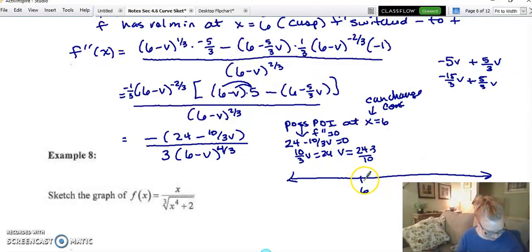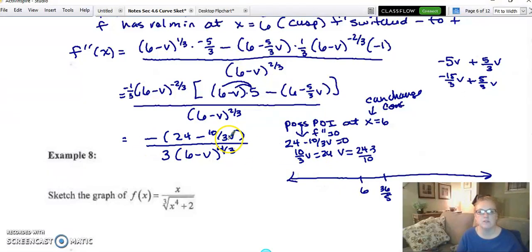36 over 5, which I believe is a little bit more than 6. Yeah, it'll be a little bit more than 6, so we'll just put it over here. So 36 over 5. And so if we go through and we check our concavity, plug in your values for your second derivative.